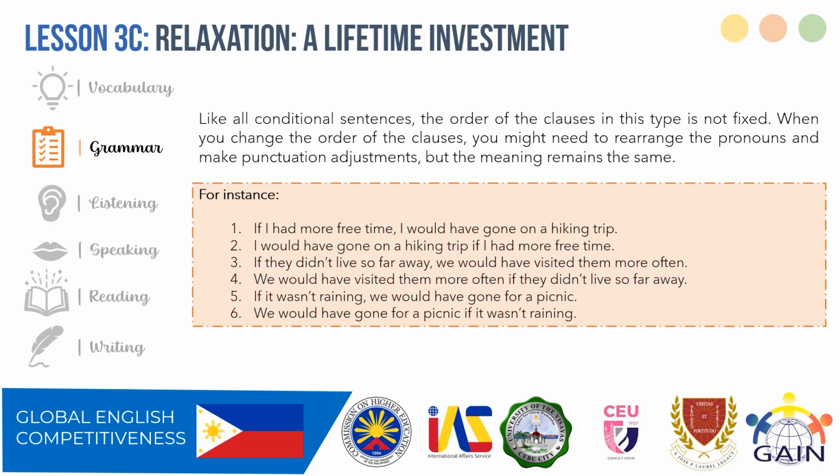Third and fourth example, third one. If they didn't live so far away, we would have visited them more often. So here we started with the if clause. And for the fourth example, we would have visited them more often if they didn't live so far away. The meaning is the same. We just started with the main clause and then we dropped the comma. Next, number 5. If it wasn't raining, we would have gone for a picnic. Started with the if clause. And number 6, we would have gone for a picnic if it wasn't raining. Here we started with the main clause.